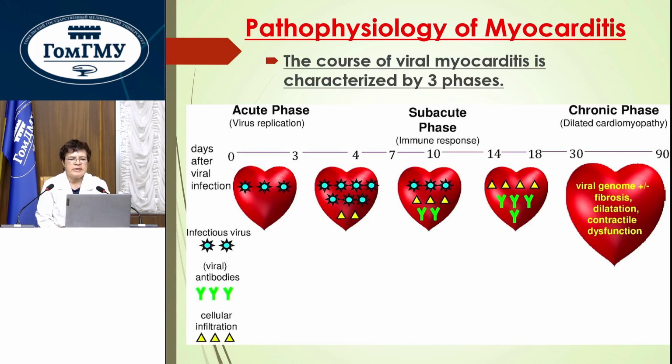Pathophysiology of myocarditis. The course of viral myocarditis is characterized by three phases. It is the acute phase, the subacute phase, such as the immune response, and the chronic phase, the formation of dilated cardiomyopathy. So, 10 days after viral infection, there will be an immune response, or the formation of the subacute phase of myocarditis. And then after 1 month up to 3 months, there will be the formation of dilated cardiomyopathy.